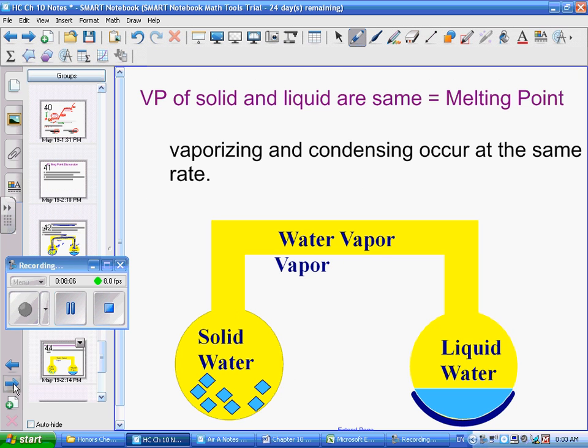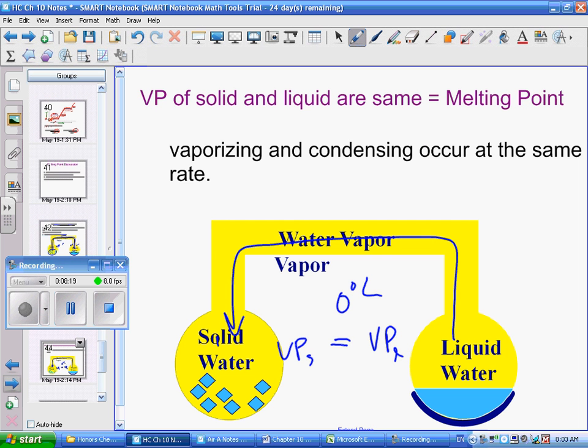Now, what if I'm exactly at the melting point, 0 degrees Celsius? The vapor pressure of the solid is equal to the vapor pressure of the liquid, and I have equal amounts going each way, a dynamic equilibrium. So I wouldn't see either side increasing.